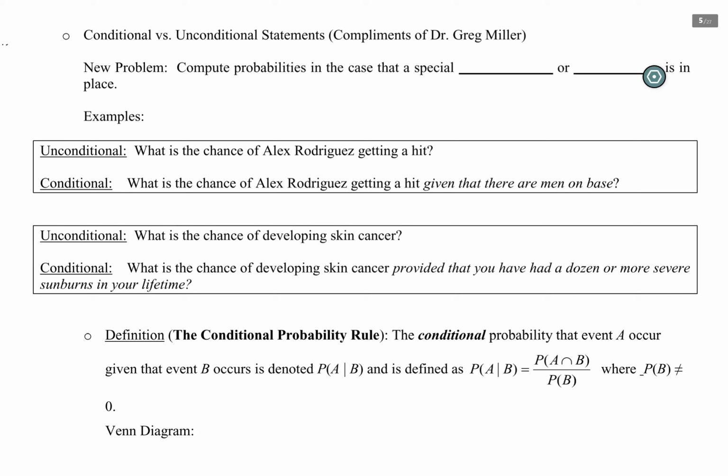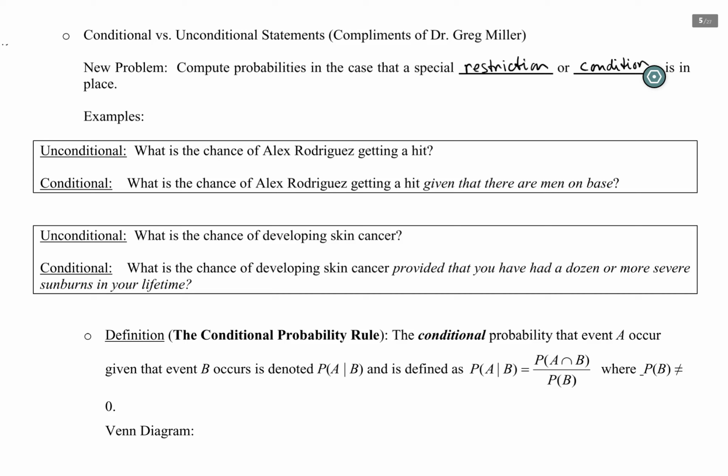to think about probability. We want to look at probabilities in the case that a special restriction or condition is in place. So here, let's think about this idea of a conditional statement versus an unconditional statement. Two examples here. What is the chance that Alex Rodriguez gets a hit? Well, that's an unconditional statement, and in fact, that chance can be thought of as his batting average.